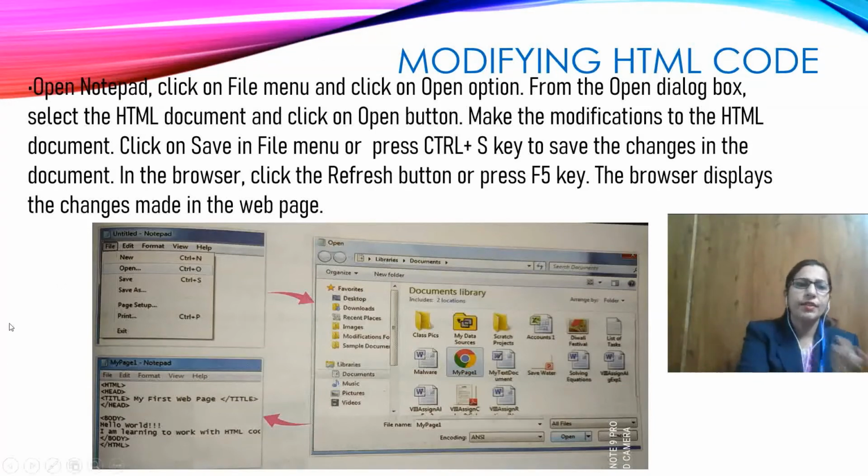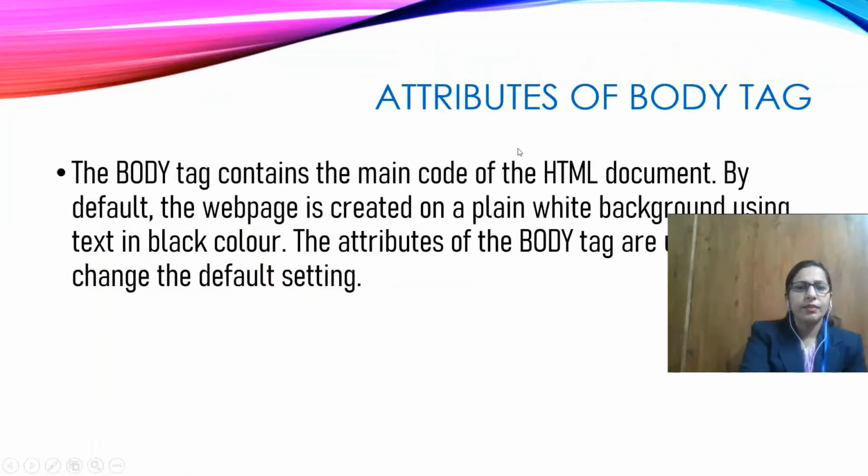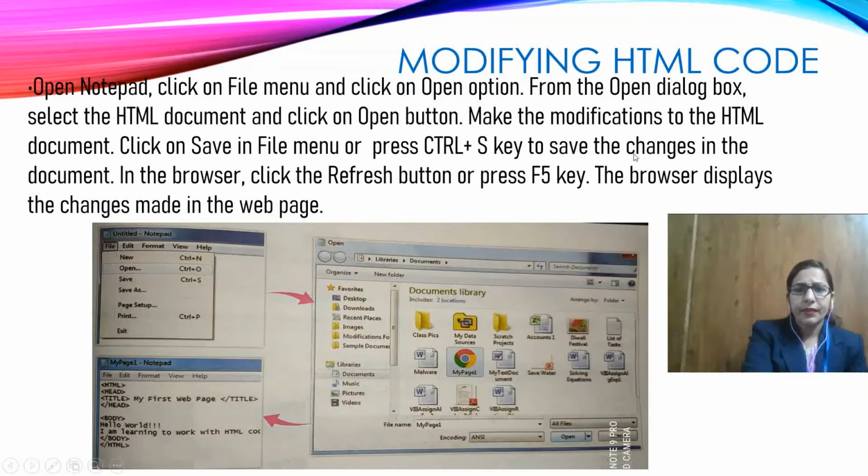First we have to go to Notepad, click on the File menu and click on the Open option. From the Open dialog box, select the HTML document and click on the Open button. Make the modifications in the HTML document. Click on the File menu and Save, or press Control S instead. If you want to see the changes in the browser, click the Refresh button or press F5 on the keyboard. The browser displays the changes made in the web page.